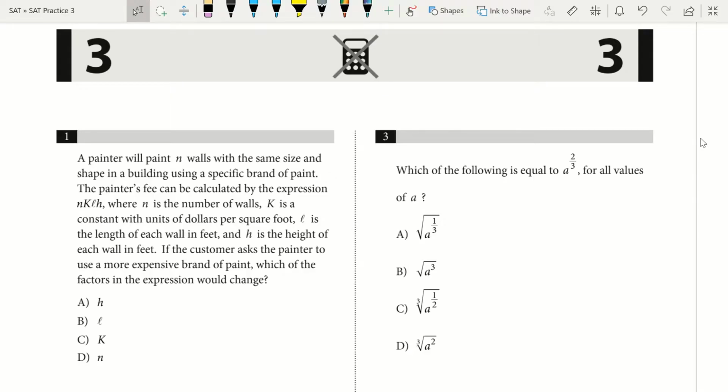Today I'll be taking you through the Math No Calculator section of SAT Practice Test 3. I'll be showing you how to move efficiently through this section and how to recognize patterns on the SAT Math section to hopefully improve your score.